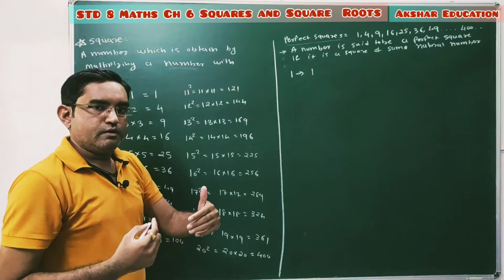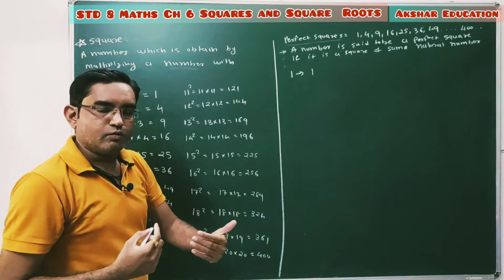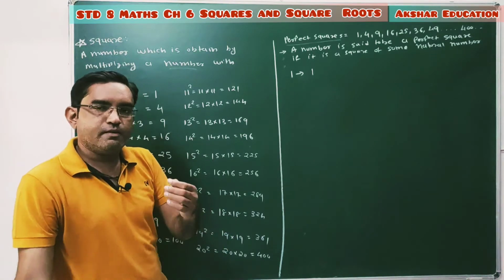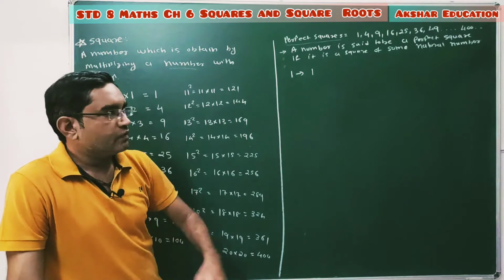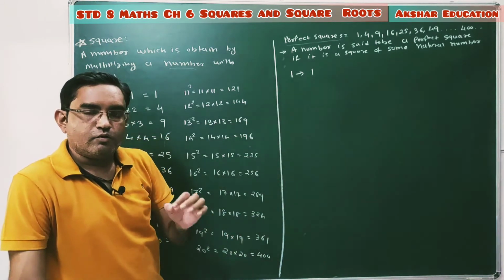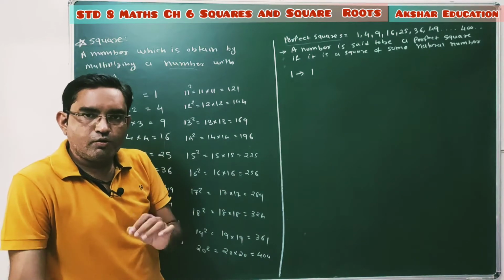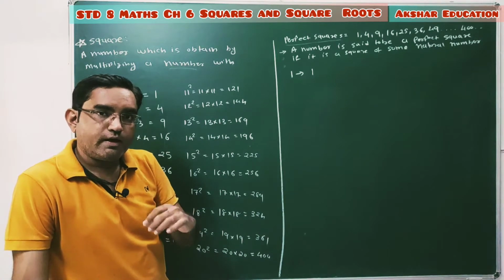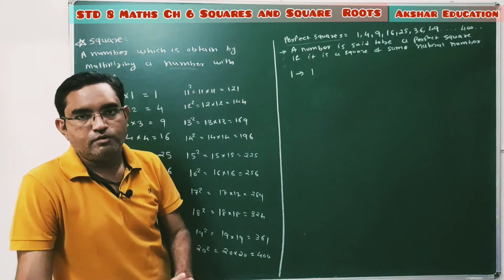Done? Now next natural number is 2. Can we say 2 is the perfect square number? What is the definition? It must be the square of some natural number. So 2, natural number 2, is the square of any natural number? No, है ना?